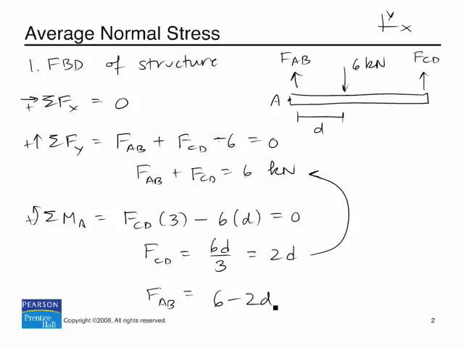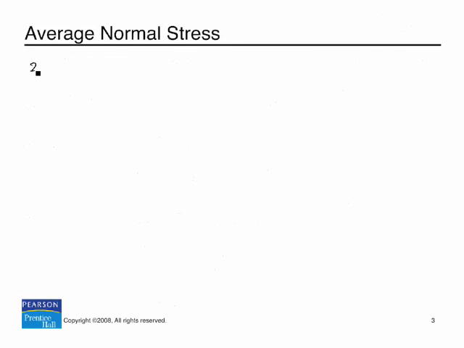We need another set of equations. And that set of equations is going to be the stress equivalence in AB and CD, as we'll see next. So here we're going to equate the stresses. And the way we're going to do that is just write the average normal stress equations.